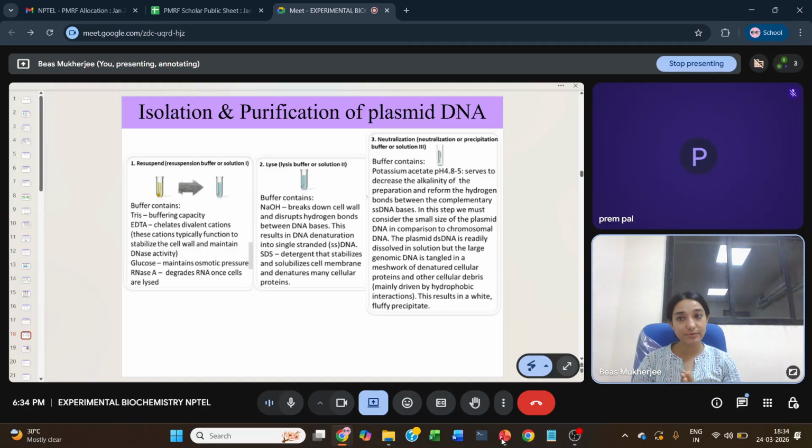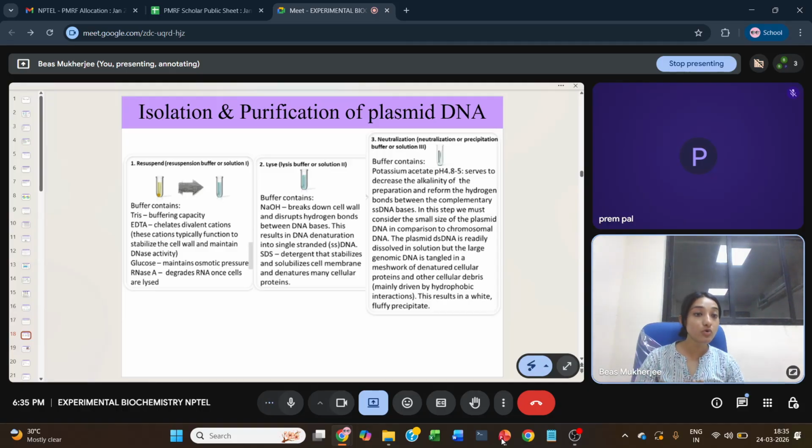So what is this resuspension buffer? It is made up of Tris and EDTA. Tris has buffering capacity, pH of around 8. Okay, and EDTA chelates the divalent cations. Now why is that necessary? Because remember, DNases need divalent cations to act. So DNase, if it becomes active, will chop up the DNA that you have. So we need EDTA to remove all of those divalent cations. So these cations typically function to stabilize the cell wall and maintain DNase activity.